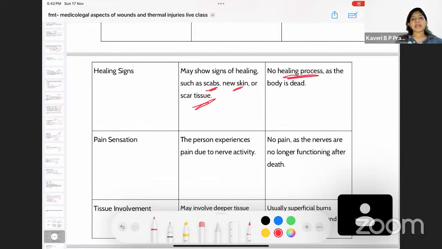Coming to an antemortem burn, the patient experiences pain because of nerve activity. That is, whenever there is a burn, it is going to affect the nerves. The nerve endings are destroyed, because of which there could be pain. And in postmortem, there won't be any pain, because all the nerves are basically dead. There's no functioning in the nerve, because of which there won't be any pain.